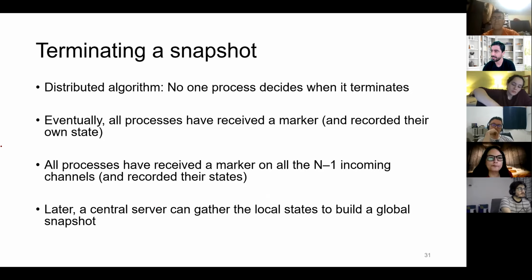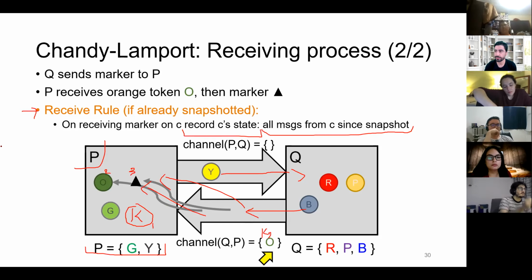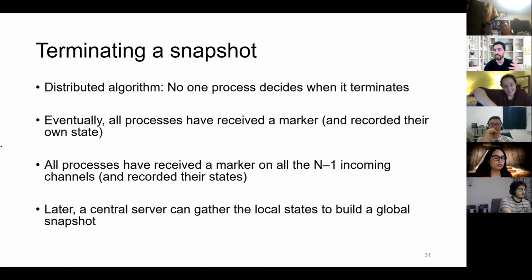How do you terminate the snapshot, how do you make sure you're done? We are talking about two processes, right? A distributed system is a lot of different processes. So who is going to decide, okay, we're done with taking the snapshot, I'm ready? No one process decides when it terminates. Eventually, all processes have received a marker. Even if you consider 10 different processes, their markers are going back and forth in the network. Eventually, all of them are receiving this marker.